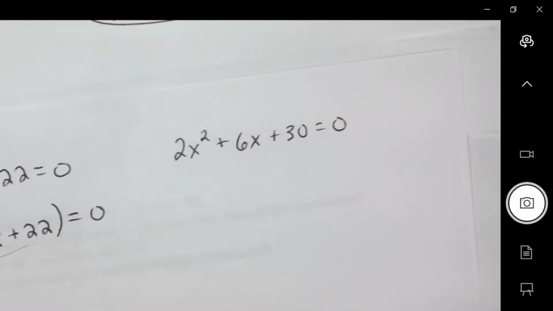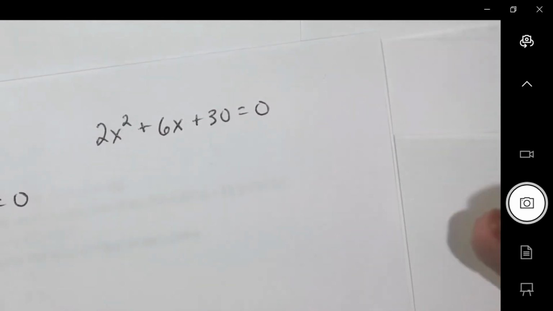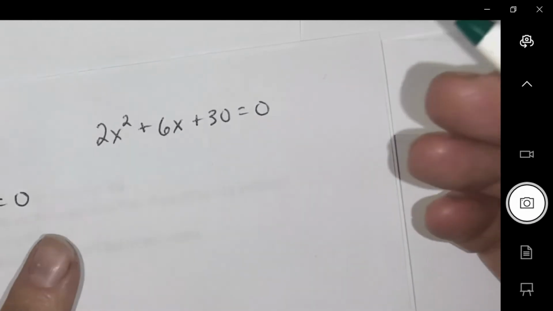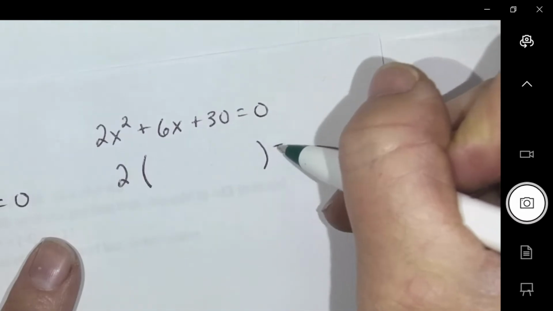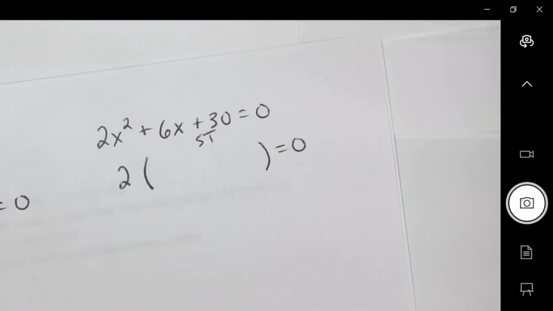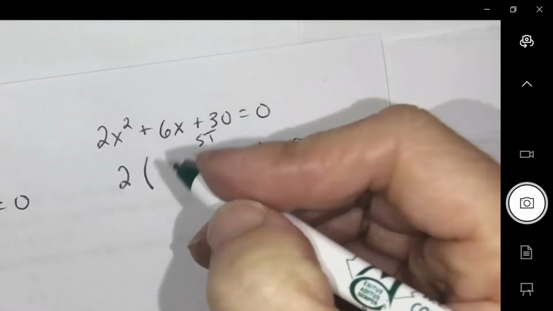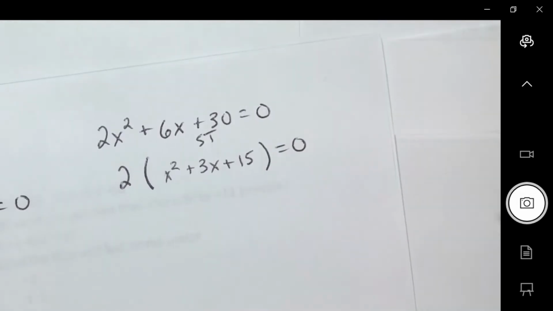Something like that, right? It probably doesn't even factor, but what would I do to change that? Take the 2 out. So if I took the 2 out, what is the new simple trinomial? X squared plus 3x plus 15. Okay, does that make sense?